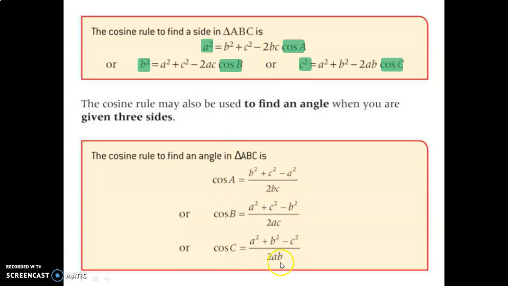And finding the angle, there are the angle formulas. Again, we can be looking for any of the three angles. And the important thing here, again, is if we're looking for this angle, then the side we're subtracting here is the side across from it. And if we're looking for angle B, then we're subtracting b squared here. And if we're looking for angle C, then we're subtracting c squared here. Okay, so that's all. The order matters and the position of things you put in the formula matters.